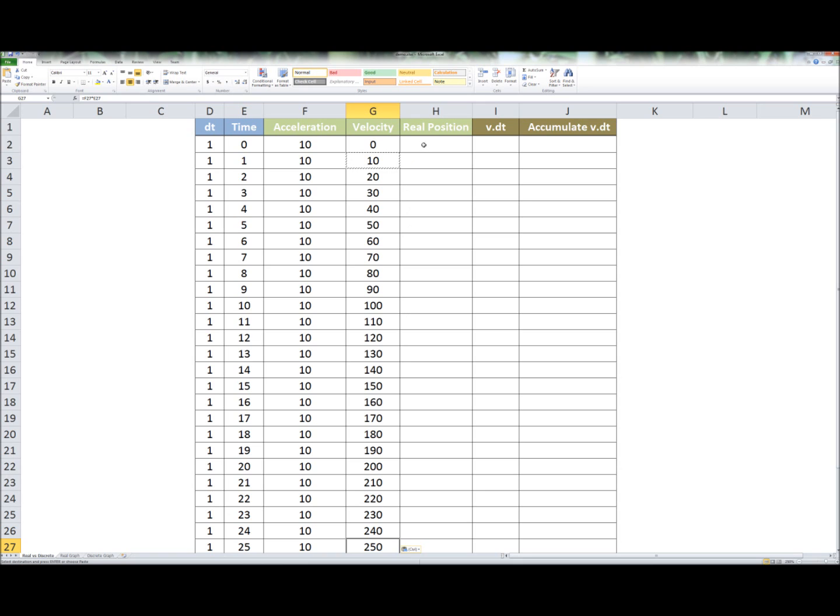Now for the real position. Let's say we start at a position 0. And remember the S equals UT plus a half AT squared thing. Well, U is 0, so it equals a half AT squared. So here we go, equals 0.5, a half, times the acceleration, times the time, times time. Alright, so here we go. Copy that into all of these cells. And we find that after, say, 25 units of time, we've come 3,125 units of distance in the real world.